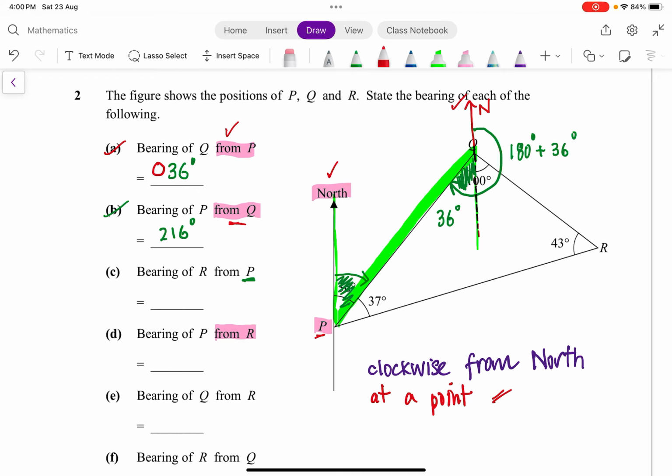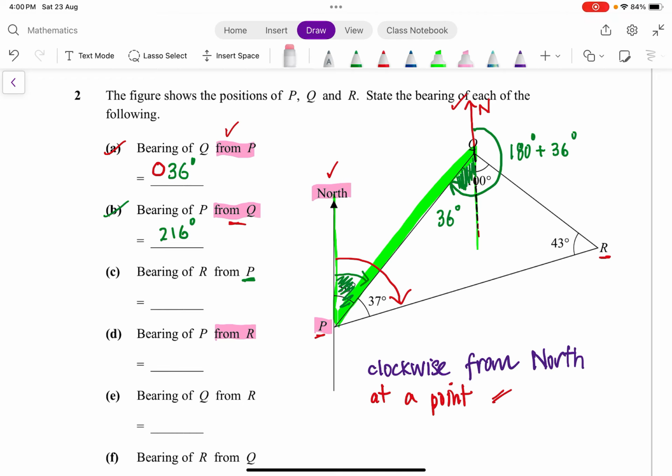So to find the bearing of R from P, again I measure the angle from the north line, in the clockwise direction, down to the line joining point R and point P. So what is this angle over here?